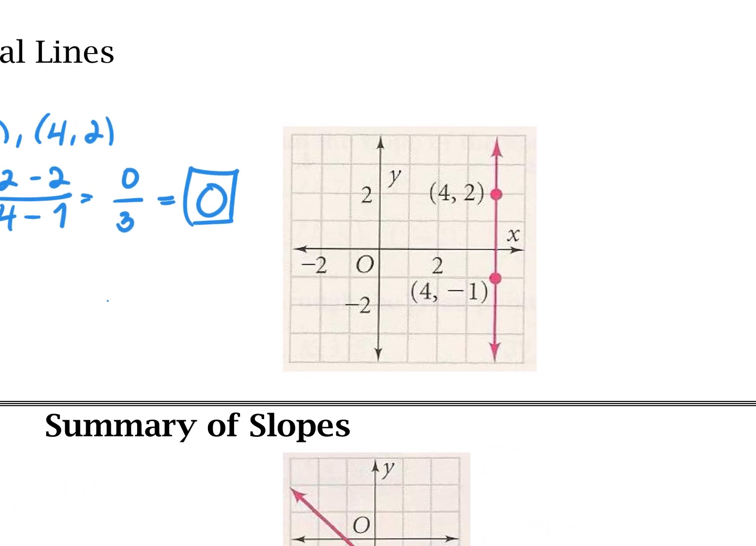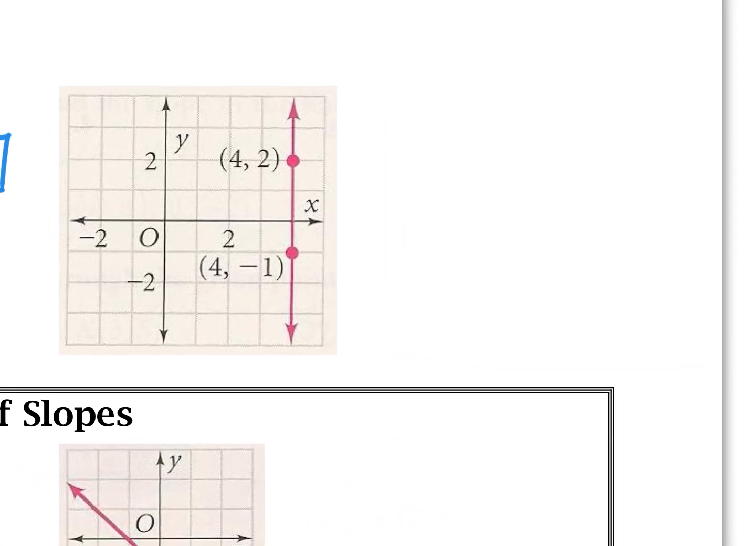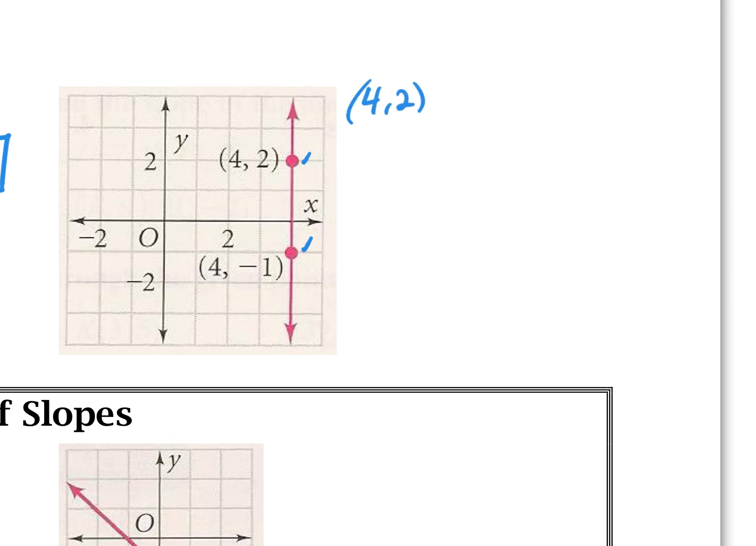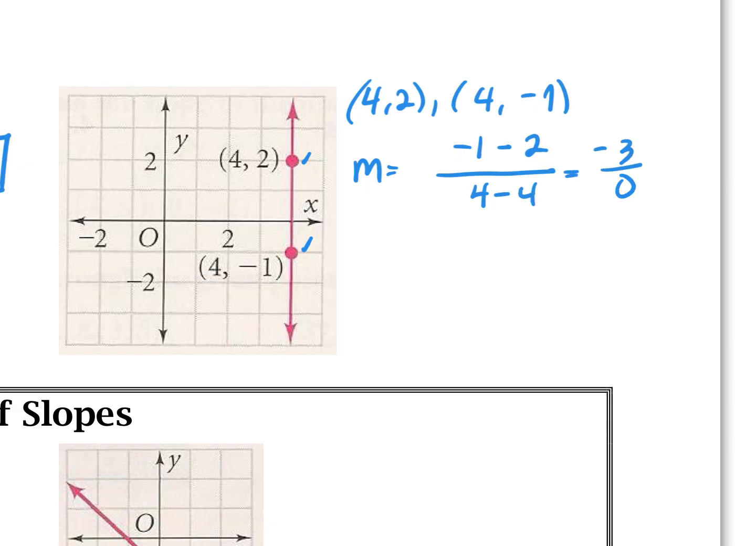Now let's look at this vertical line. What's going to be the slope of this vertical line? Let's try looking at it. The first point is this one, the second point will be this one. So it's going to give you 4, 2, and the other point is located at 4, negative 1. So my slope is going to be negative 1 minus 2, divided by 4 minus 4. So here we go, negative 3 over 0.